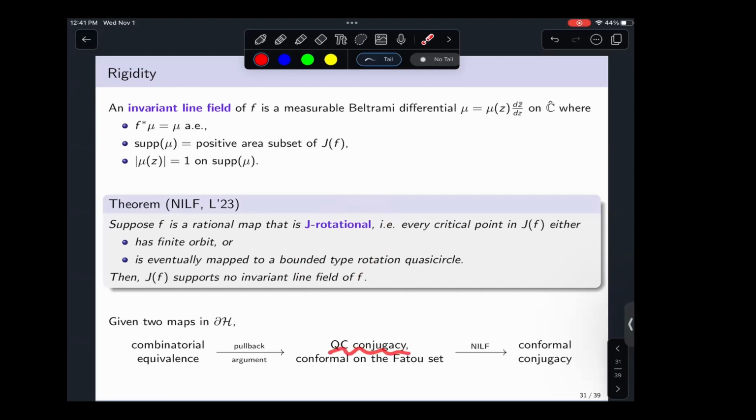So the main need here is to rule out the possibility of having positive dilatation on the Julia set. And to rule that out, we apply the fact that it supports no invariant line field. So suppose we have positive dilatation on the Julia set, then we can normalize it and we get an invariant line field. But this will be a contradiction, and therefore it should be of 0 dilatation almost everywhere, and by Weyl's lemma, we must have that the conjugacy is in fact conformal, and therefore we will be done. Okay.